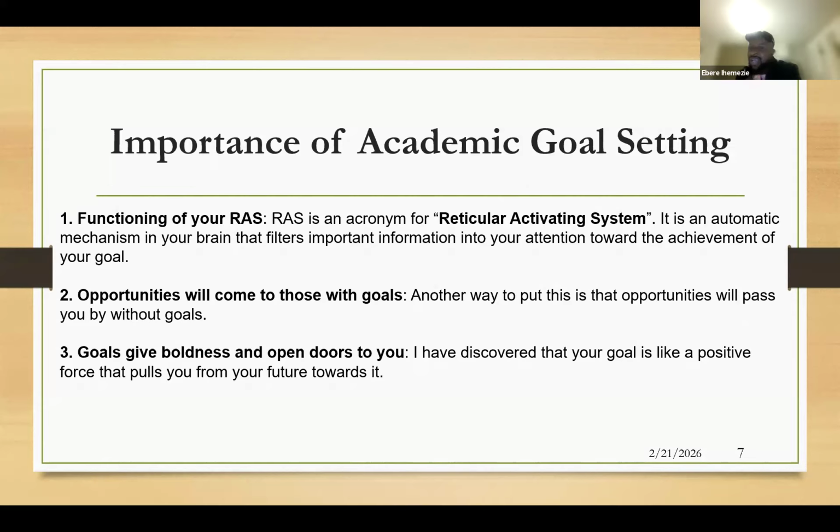The same thing applies to academics. If at the beginning of a semester, you don't have the mental picture of the kind of results you want to score for each module or for each subject, or the kind of CGPA you want to finish the semester with, that takes me to the second point here, because they are all linked together. Opportunities will come to those with goals. What this means is that without setting out goals at the beginning, you won't be able to know the resources or the people that will help you to achieve those goals.